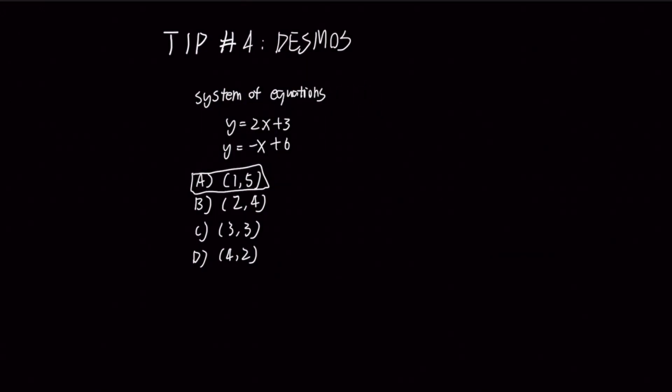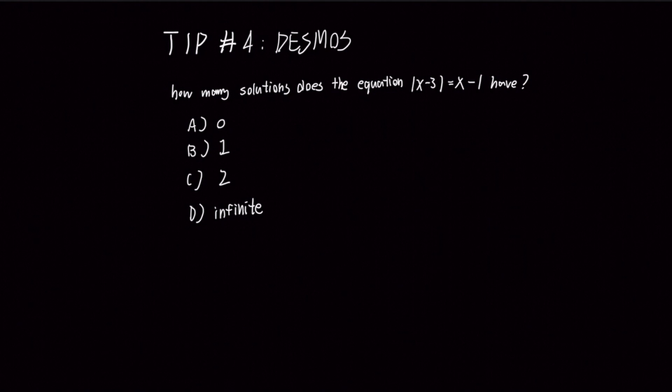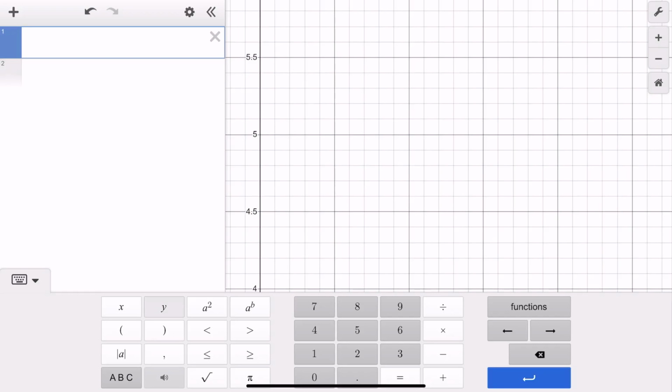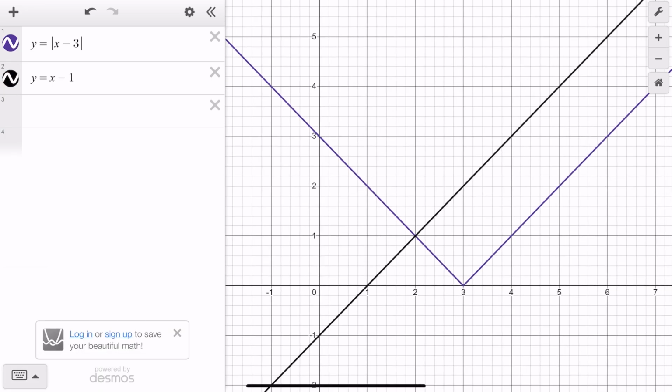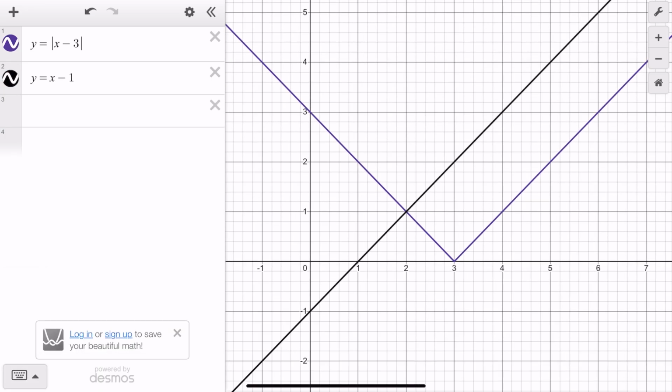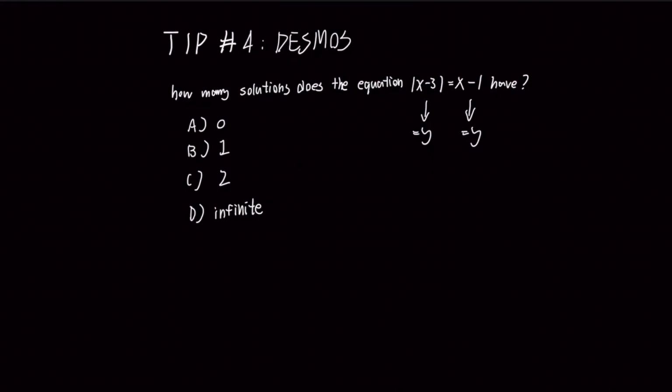But wait, there's more. Let's say you're given the question, how many solutions does the equation absolute value of x minus 3 equal x minus 1 have? So to plug this into Desmos, we're going to have to set both sides of the equation equal to the same thing, and we're going to use y. So let's head over to Desmos, and we're going to plug in y equals absolute value of x minus 3, and y equals x minus 1. And it looks like they only intersect once over here. So that means that the equation has one solution and our answer is B.